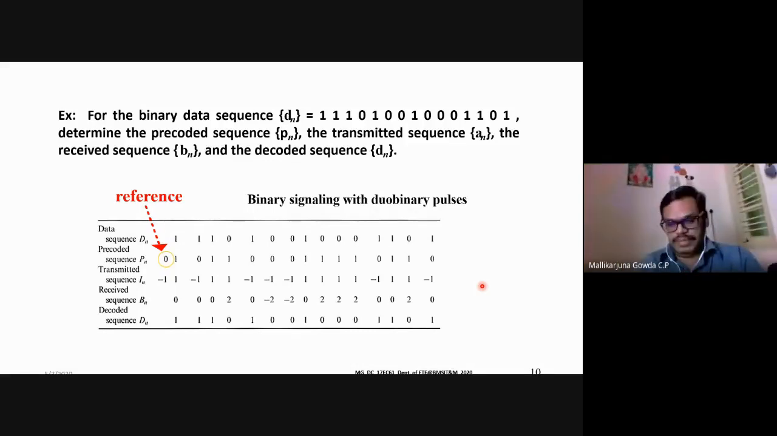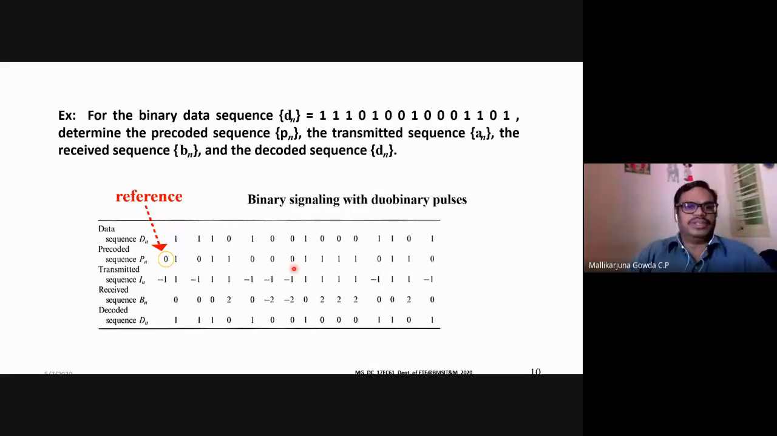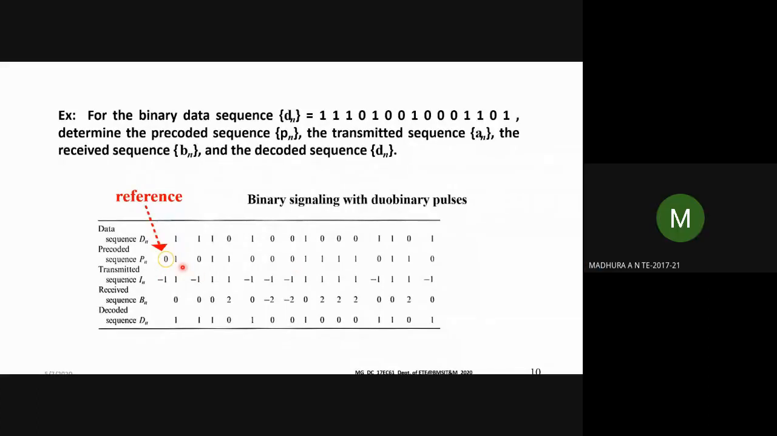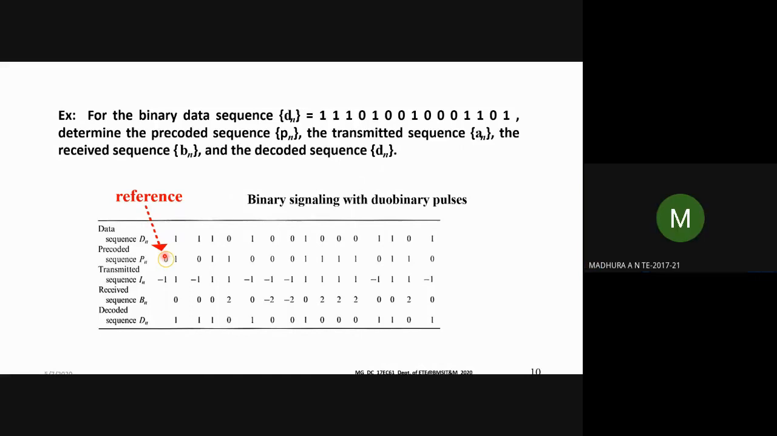If you have any doubts in understanding, please ask me right now. Sir, if you take a reference bit as 1, then what happens? 1 XOR with 1 is 0. Exactly, you get the opposite sequence. And ultimately, you can do that by taking the reference bit as 1 also. If you do, you will be able to achieve the same.